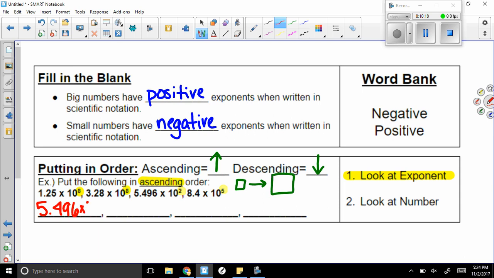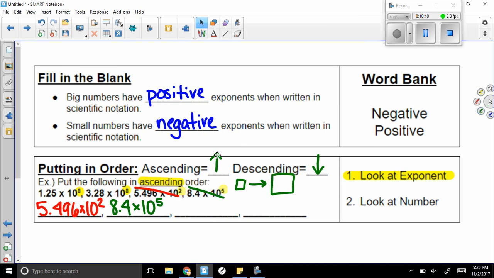5.496 times 10 to the second power. And once you use it, you want to cross it off. Now I'm going to look back at those exponents. I have that 8, and that 5. Well, 5 is less than 8, so I'm going to use that one next. This one's going to be an 8.4 times 10 to the 5th power. Use it, cross it off.